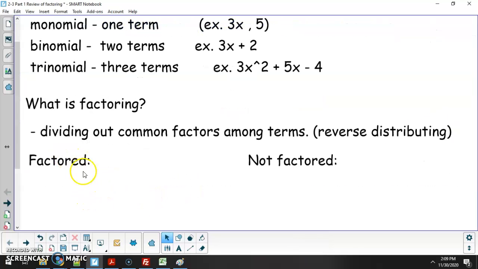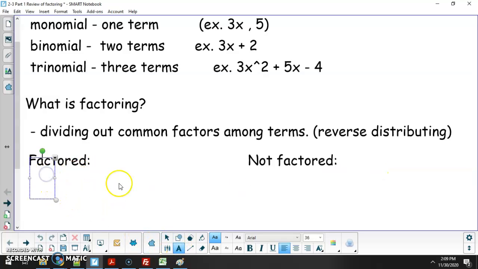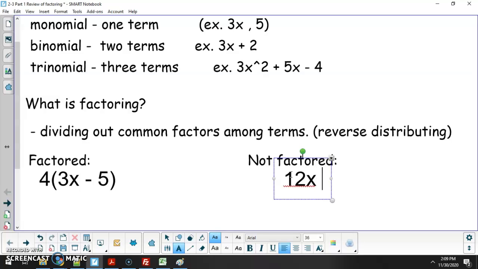So let me give you a quick comparison of something that's factored versus something that isn't factored. Something that would be factored might look like 4 times (3x minus 5). And something that is not factored could look like, just distribute that in, 12x minus 20. So 4 times 3x is 12x, and 4 times minus 5 is minus 20. That would be the non-factored version of it. So you see what we do when we factor is we reverse distribute. And we could do that with trinomials too.